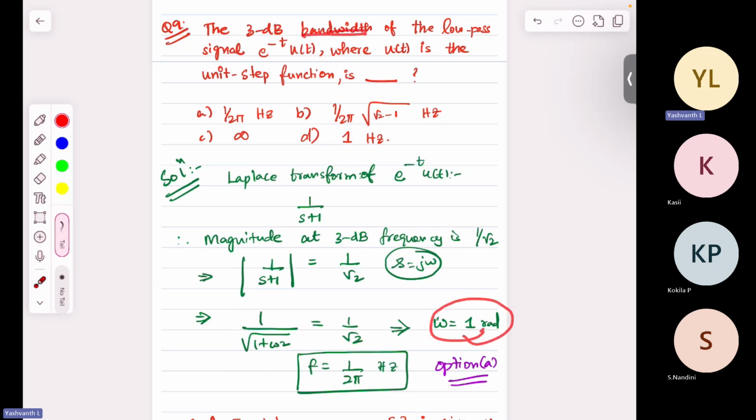They're asking what is the bandwidth, which means frequency. Omega is an angular frequency. So frequency is found from omega equal to 2 pi f, and put omega equal to 1. Therefore, f is equal to 1 by 2 pi hertz. Therefore, the answer is option A. Is it clear?